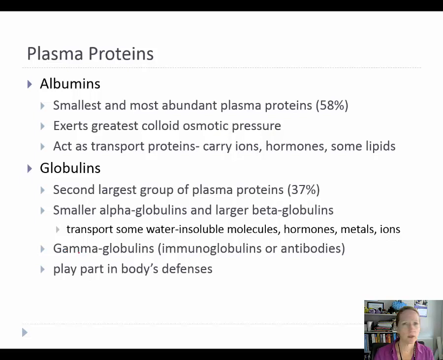Gamma globulins are the ones that are not made in the liver. We're going to talk about how they are produced by special cells in the immune system, because gamma globulins are basically immunoglobulins or antibodies.